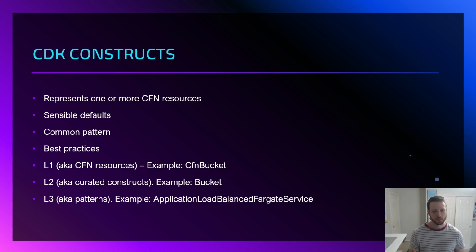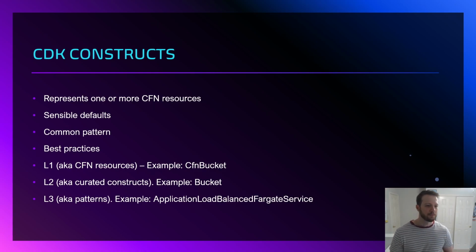One level 1 resource correlates to 1 CloudFormation resource. So the example here is CloudFormation bucket. You will make only the bucket. Whereas with a level 2 one, example here is just bucket. That's what you usually do. Well, you'll make the bucket, and you might get some IAM stuff that you need for the bucket to work to go along with it that you'll almost always want.